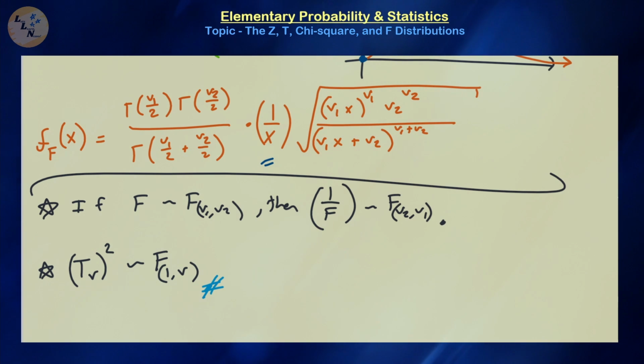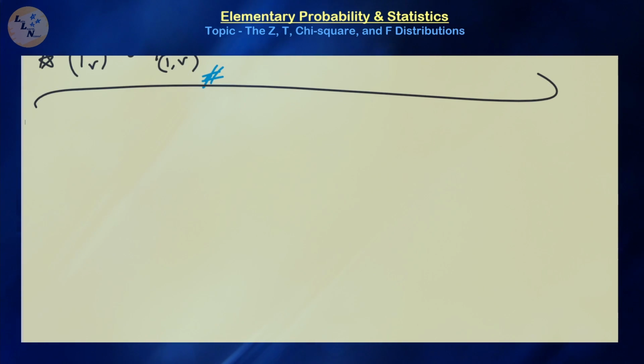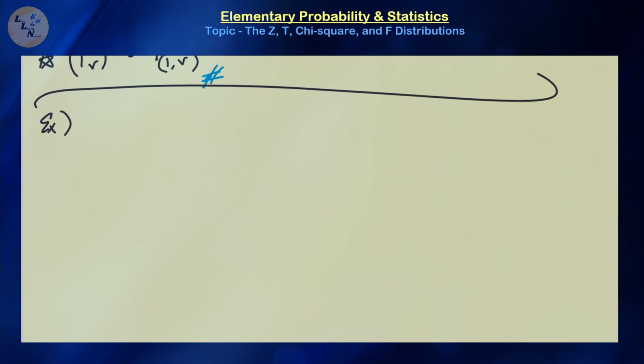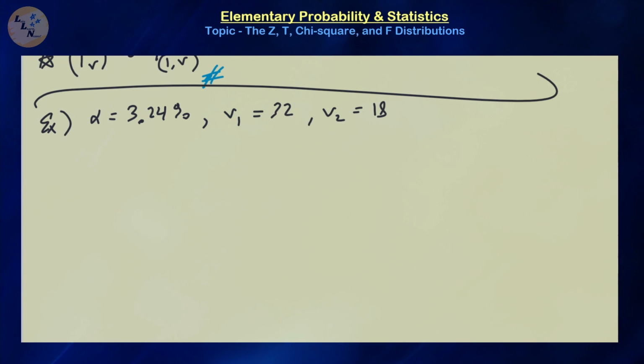So now we have the analytical properties of the F distribution discussed. Let's go ahead and calculate critical values associated to an F distribution. All right. So let us assume that we're working with an alpha value of 3.24%, so 0.0324. Let's assume the degrees of freedom for the top is equal to 32, and the degrees of freedom for the bottom is equal to 18. Keep in mind, if you do reverse these degrees of freedom, you will get different answers for your critical values. So make sure you have the order in the correct way.